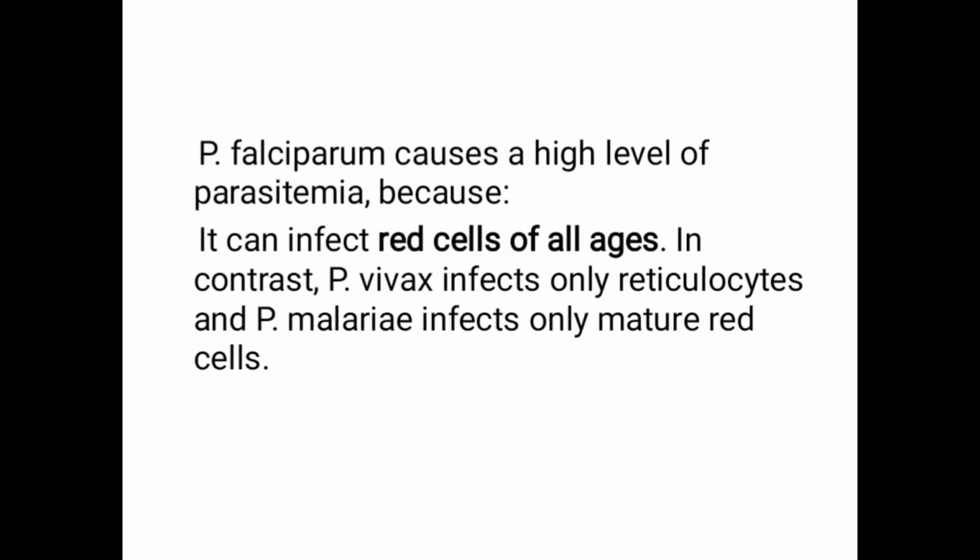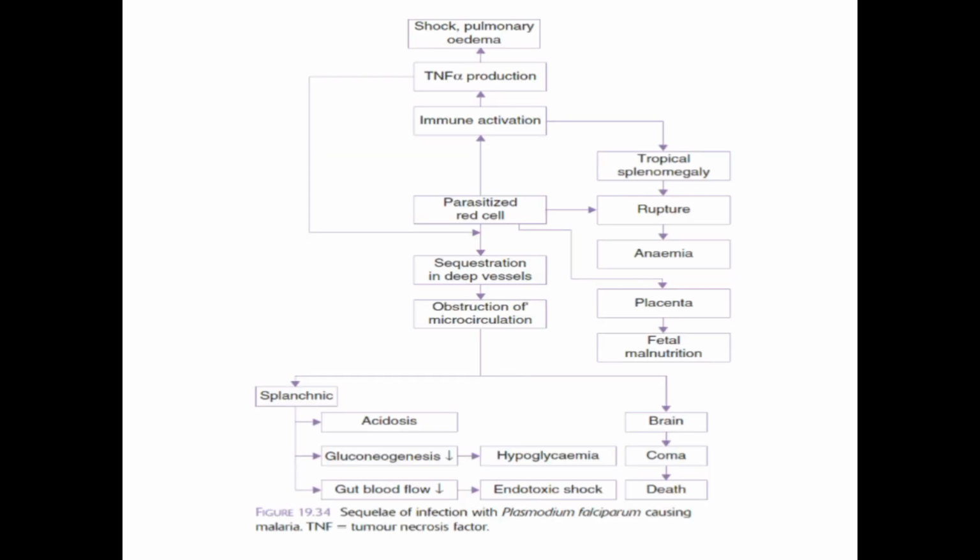Plasmodium falciparum causes a high level of parasitemia because it can infect red cells of all ages. In contrast, Plasmodium vivax infects only reticulocytes and Plasmodium malariae infects only mature red blood cells. This diagram explains the sequelae of infection with Plasmodium falciparum causing malaria. Look at this diagram.